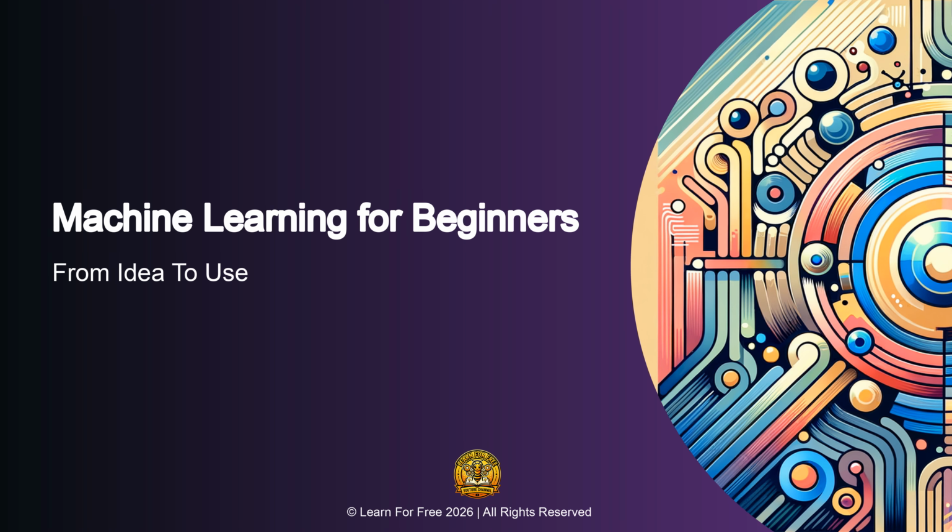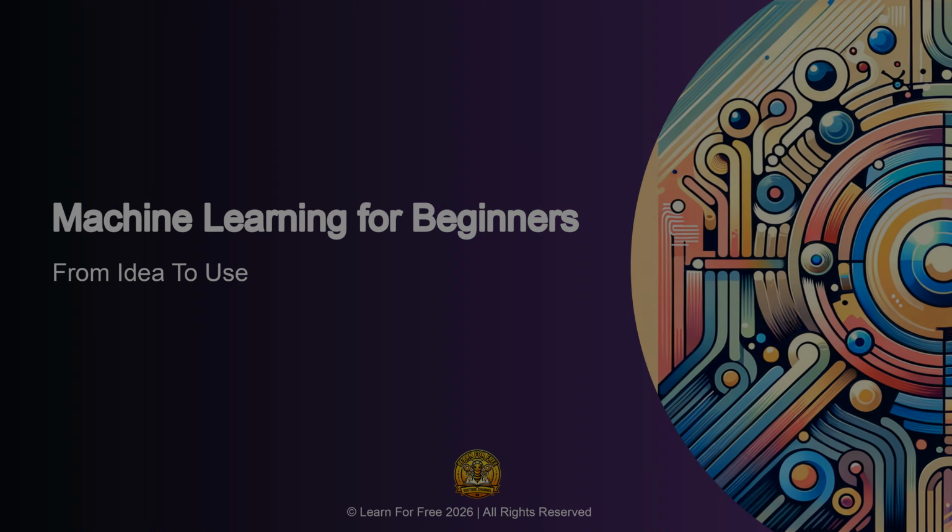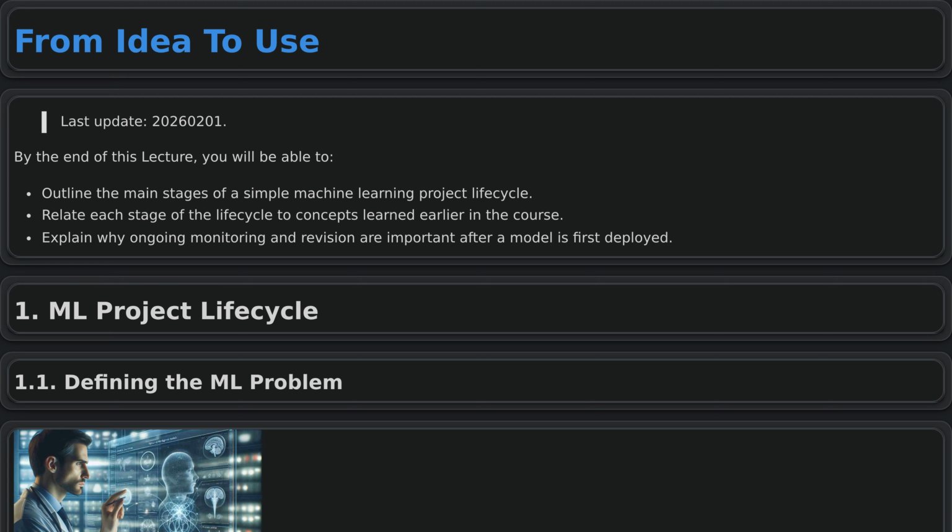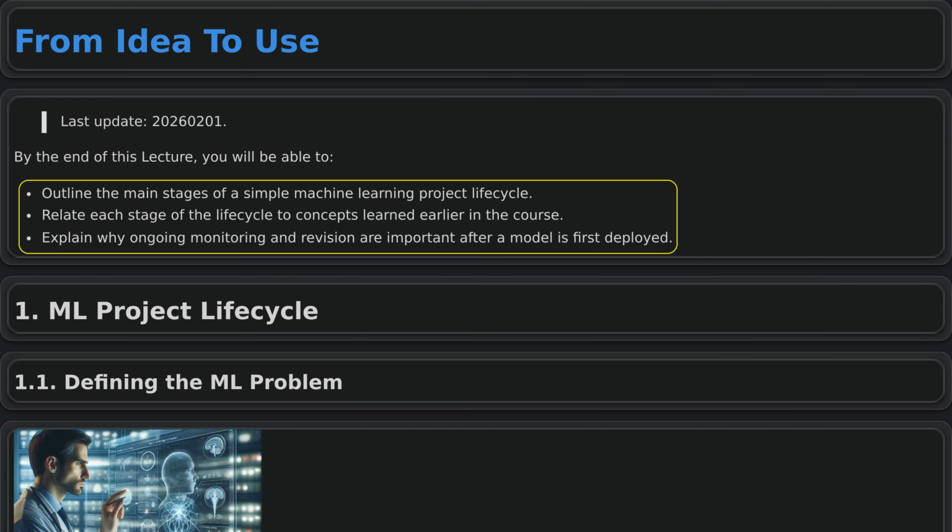Module 10, Lecture B, From Idea to Use. By the end of this lecture, you will be able to outline the main stages of a simple machine learning project lifecycle, relate each stage of the lifecycle to concepts learned earlier in the course, and explain why ongoing monitoring and revision are important after a model is first deployed.